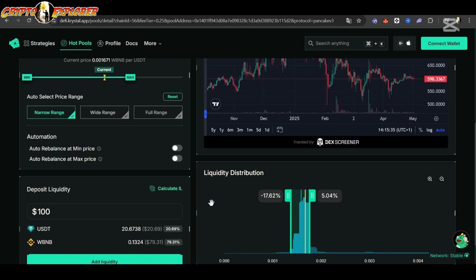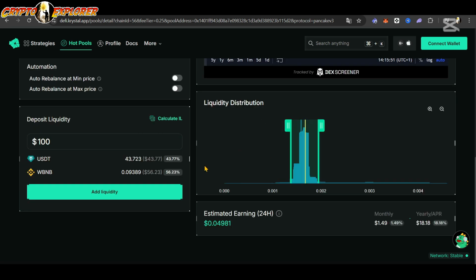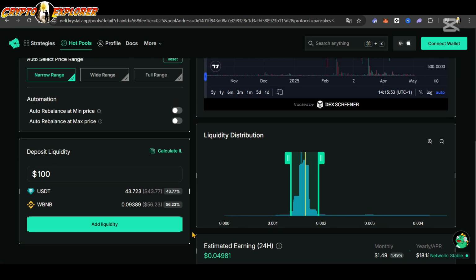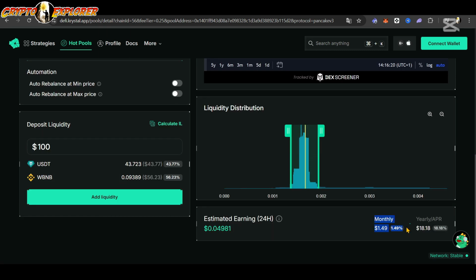Try it like that. Let's see how this would work. So with this type of range, $100 would earn us 5 cents a day. And that translates on a monthly basis to $1.50 and $18 a year. That would be if these conditions were constant, which they will not be. Price will go back up, it will go back down, volume will be different, you'll go out of range. You know the drill, right?